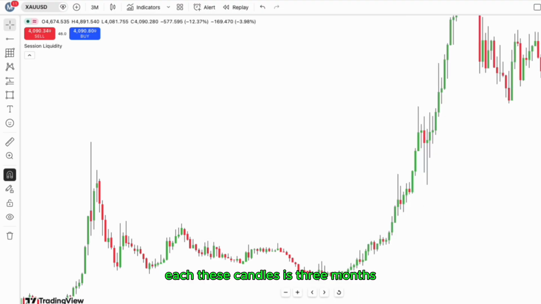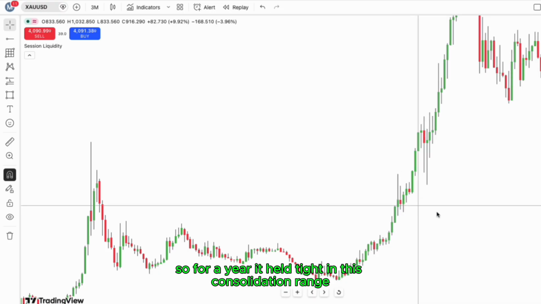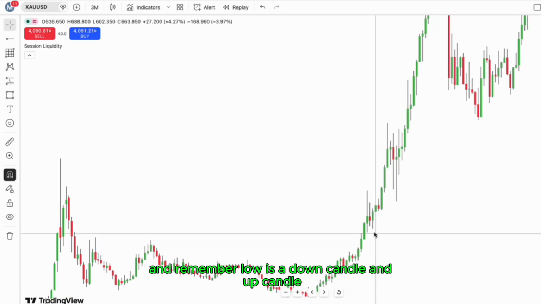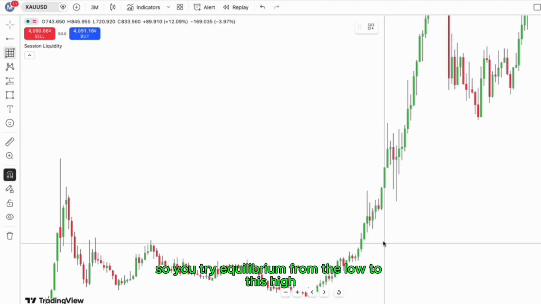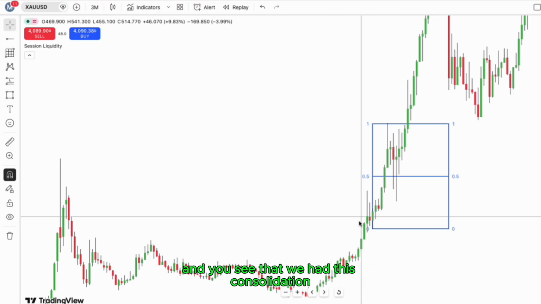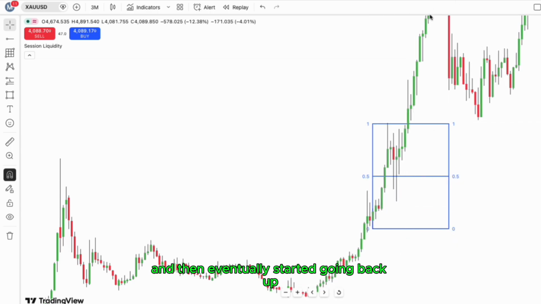Each of these candles is 3 months. So just imagine 4 candles is a year. So for a year, it held tight in this consolidation range. So what you do, you draw your equilibrium from the low. And remember, a low is a down candle and an up candle. So you draw your equilibrium from the low to this high. And you see that we had this consolidation. Price broke through it. Price tapped into equilibrium and then eventually started going back up.